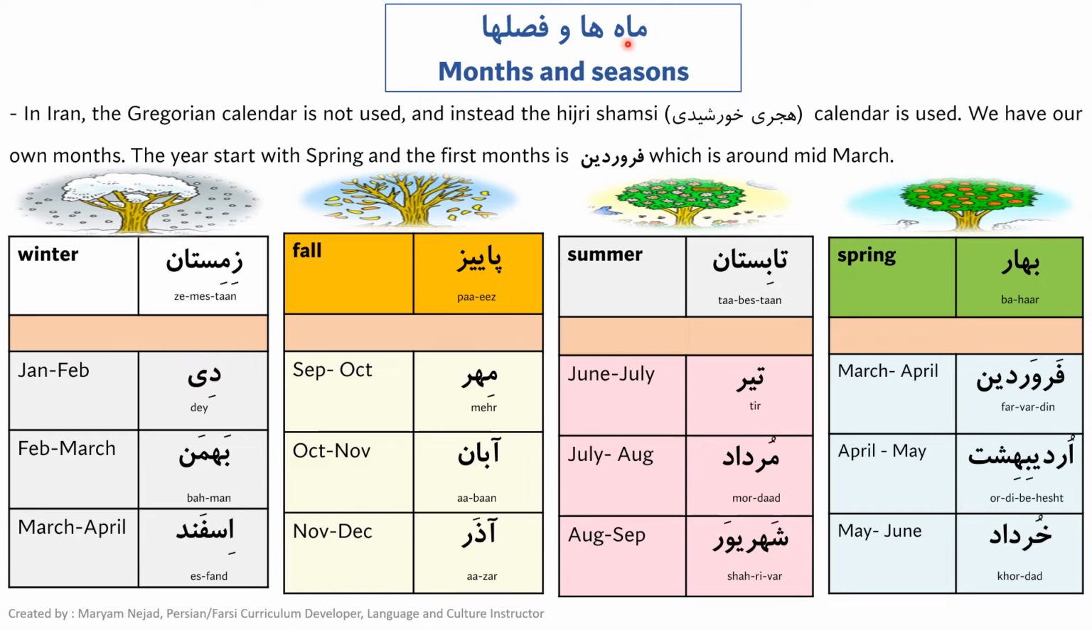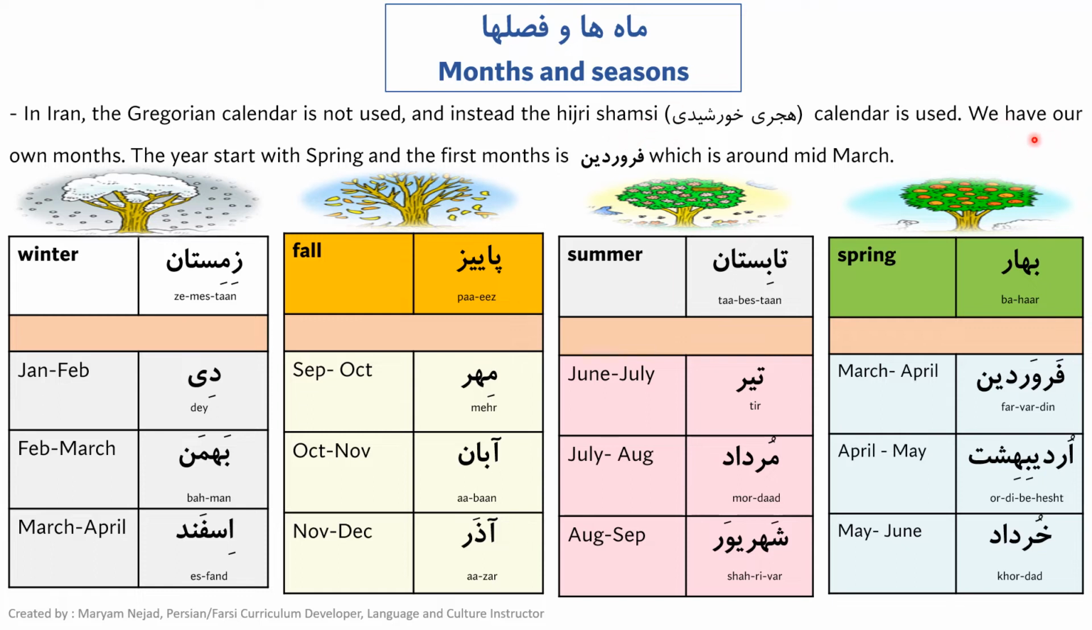Now let's go over months and seasons. So ماه‌ها و فصل‌ها. And one thing you need to know is that in Iran, the Gregorian calendar is not used. You know, the Gregorian calendar is the calendar that is used in most of the world. But instead, the Hijri Khorshidi calendar is used, which we also call Shamsi.